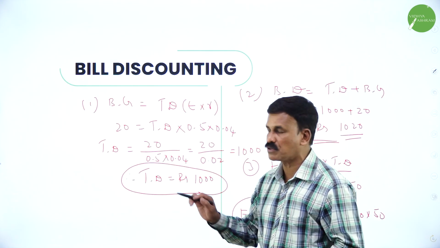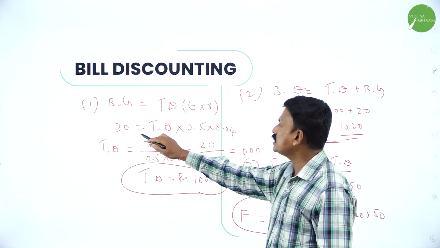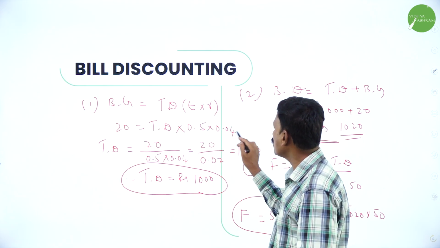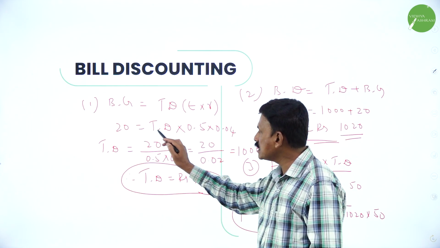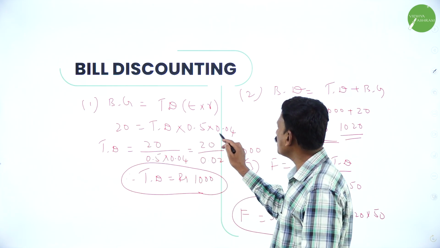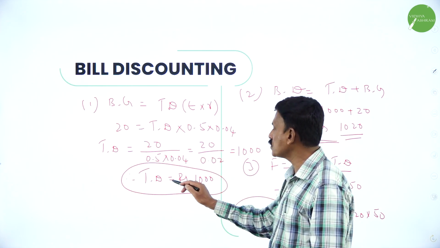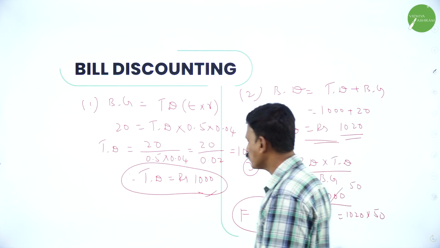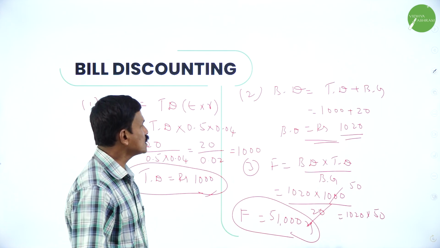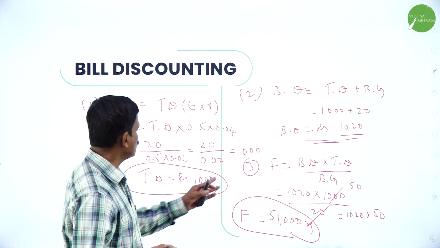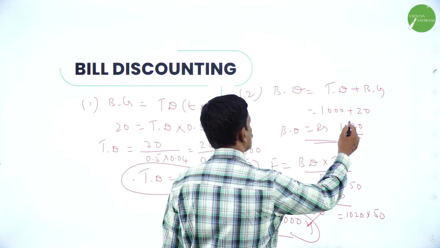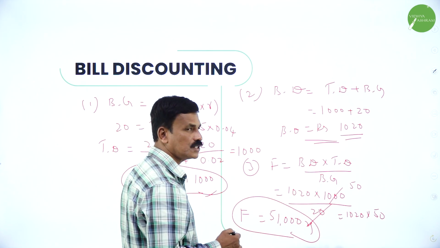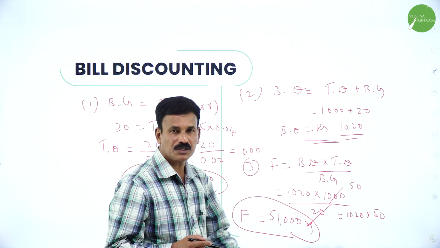For that we know BG is equal to TD into T into R. BG, bankers gain, 20 is equal to TD into T, which is 0.5, into rate of interest 0.04. So TD is equal to 20 divided by 0.5 into 0.04, 20 by 0.02, which is equal to rupees 1000. So the first answer, TD, is equal to 1000. Now BD. BD is equal to TD plus BG. TD is 1000 plus BG is equal to 20, that is 1020 rupees. So BD is equal to rupees 1020. TD is 1000, BD is 1020.